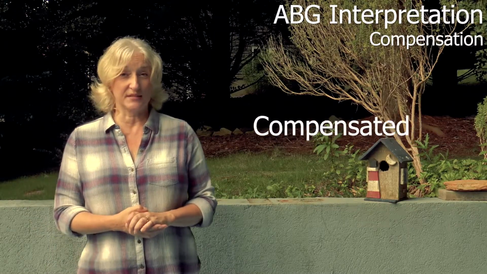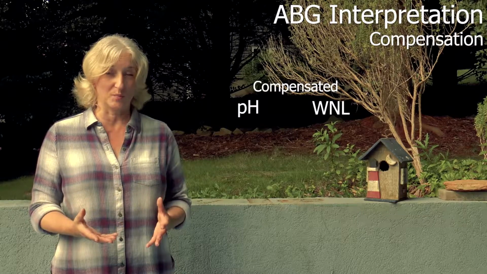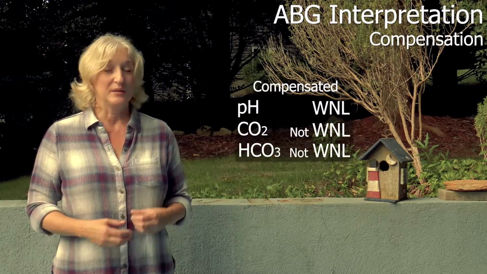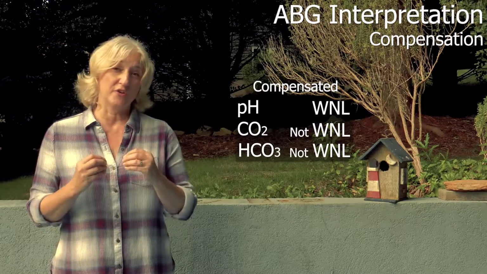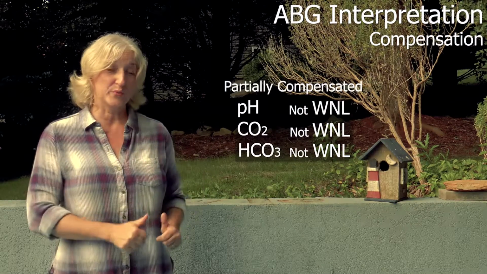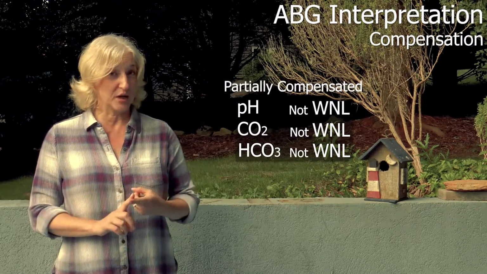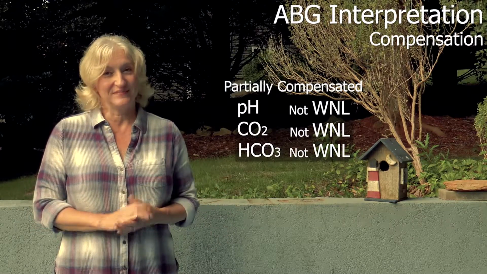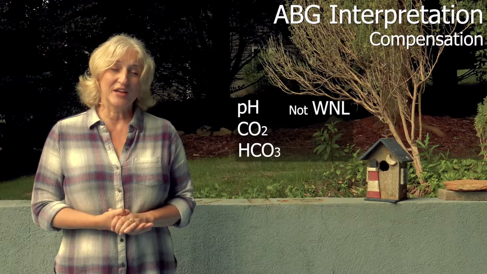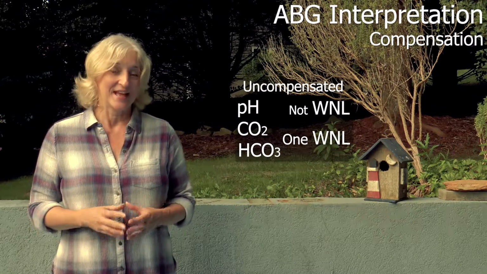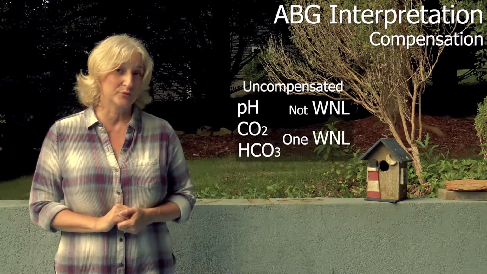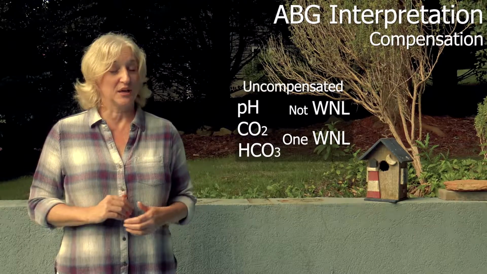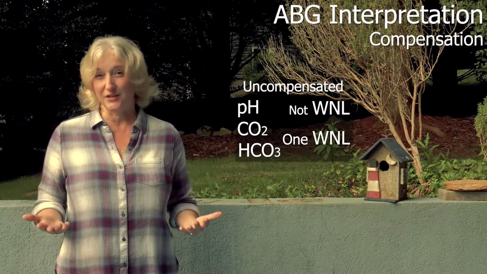So here's the definition. The definition of a compensated blood gas is that the pH is within normal limits, but the other two are not, because one's in trouble and one's working hard to be the solution. The definition of partial compensation, all three not within normal limits. One's in trouble, one's trying hard to be the solution, just hasn't gotten it there yet. And then last, we have an uncompensated blood gas. And that definition is that the pH is not within normal limits, but of the other two, one's normal and one's not, because one's in trouble and the other is doing nothing to be the solution.